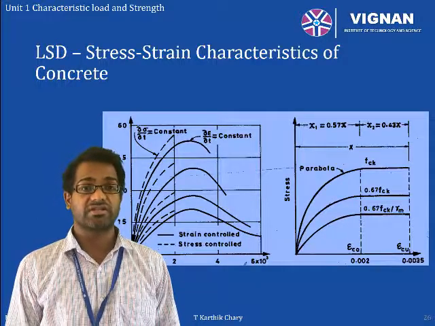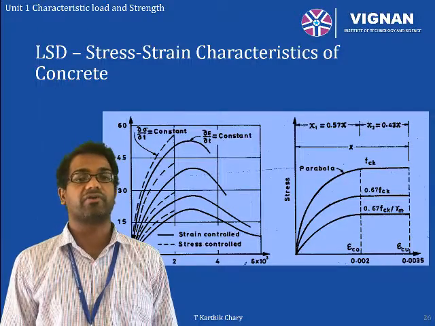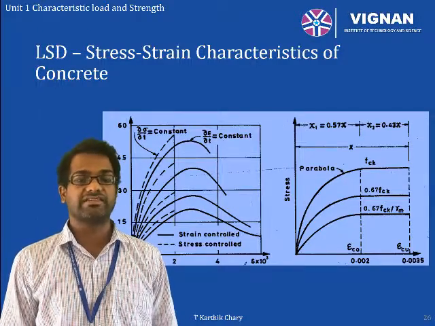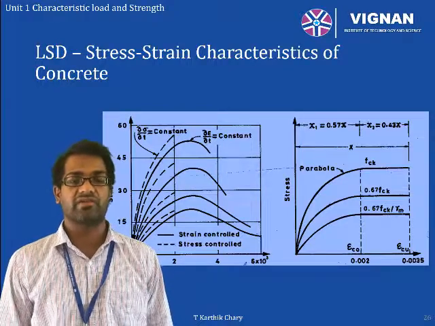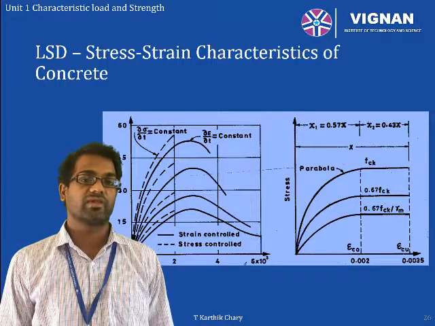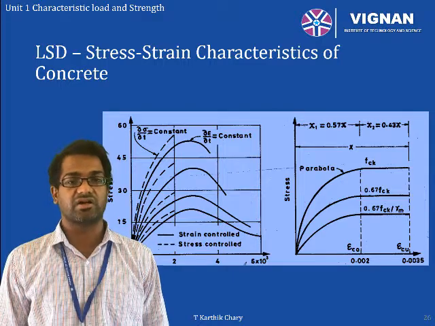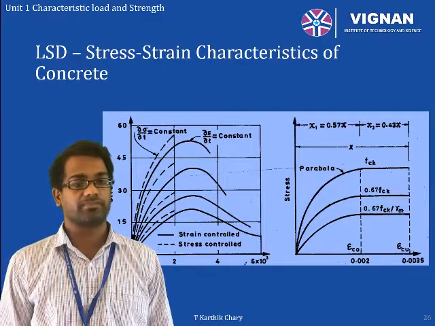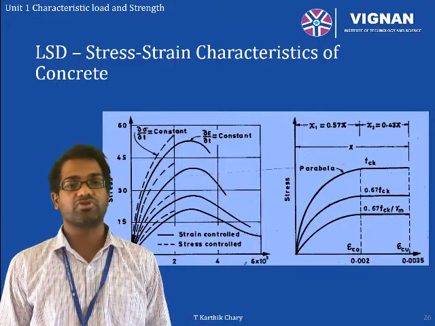But as per limit state design, we have discussed that the partial safety factor for concrete is 1.5. So 0.67 divided by 1.5 multiplied by fck will give you the design strength of concrete, as I have shown here. You can see the decrease of the stress strain curves from the topmost to the bottom. The bottommost shows the design curve, the topmost shows the characteristic curve.